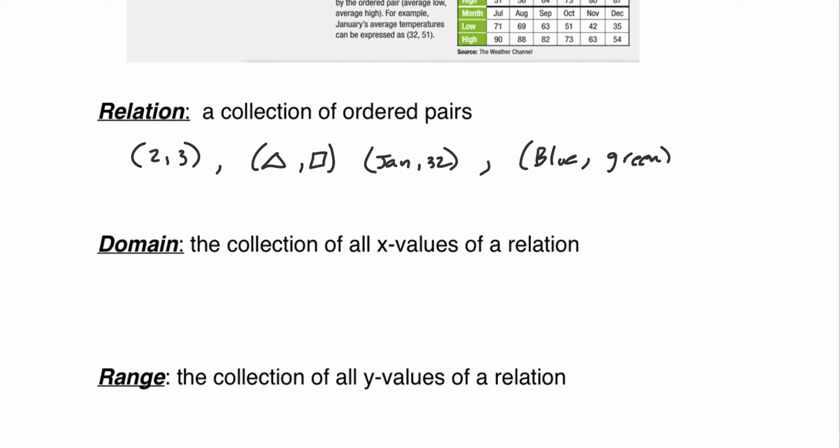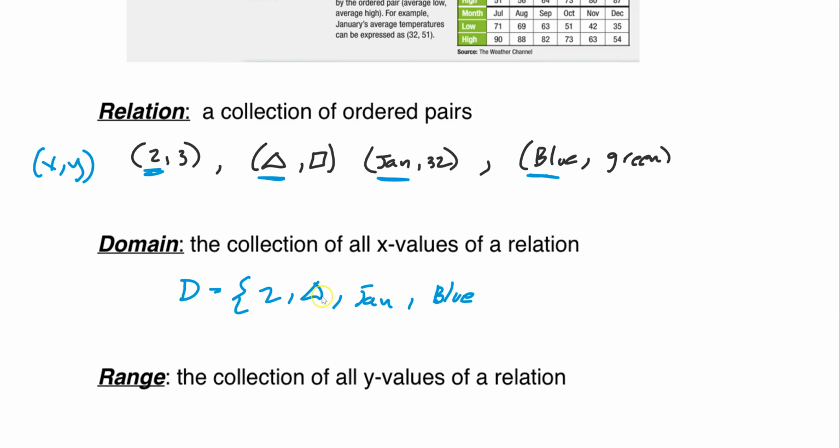Now the domain of the relation is just the x values of the relation. So here's my ordered pair, right? We generally consider it like an x and a y. And all the x values are the domain. So my domain here uses a little curly bracket, the collection: 2, triangle, January, and blue. That'll be my domain. I like to put an x there, so I know it's the x values. The curly bracket just means it's a list. So you're saying, hey, the domain are these items here. Where parentheses say it's a relation, or this number to that number type of thing.